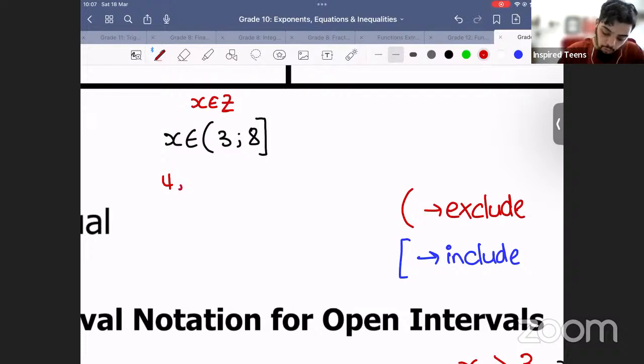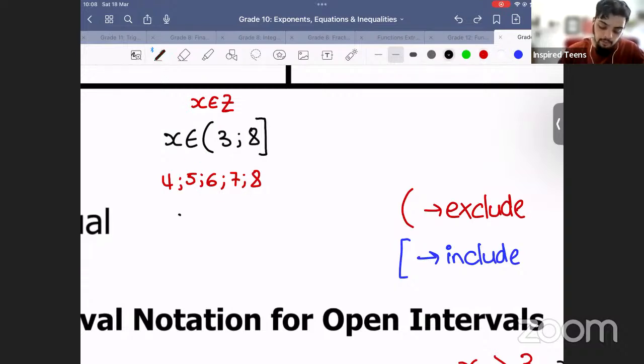Firstly, because 3 is excluded, I do not start at 3, I would start at 4. Which numbers fit in this interval? 4, 5, 6, 7. Do I put 8? Yes, I do, because the square bracket says I should include 8. Even though it's written 3 in the interval, you start at 4 because it excludes 3. So the values that fit within this interval are 4, 5, 6, 7, and 8.